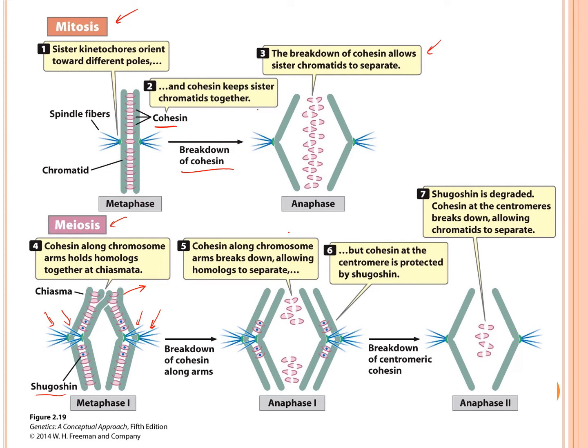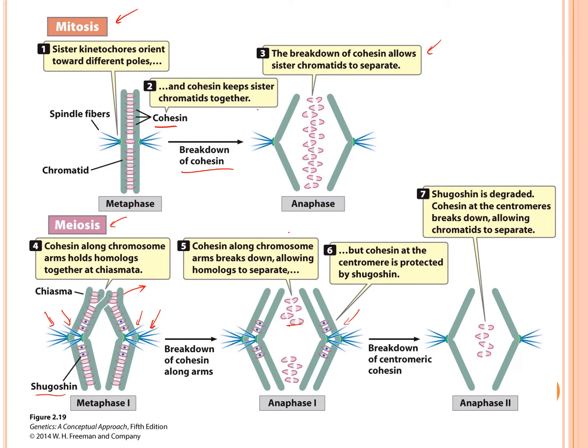Shugoshin is a Japanese word that means guardian spirit. And so what shugoshin will do when the cohesin is degraded in metaphase 1 to anaphase 1 in that transition, most of the cohesin will degrade. You can see it here. But some of the cohesin will be protected by the presence of that shugoshin, and it will not degrade.